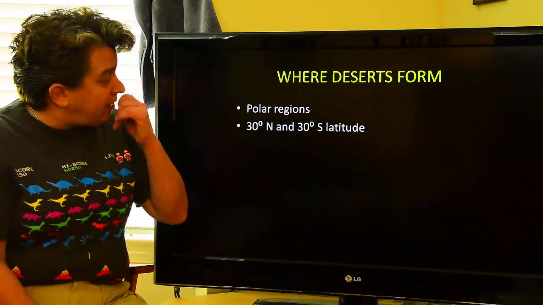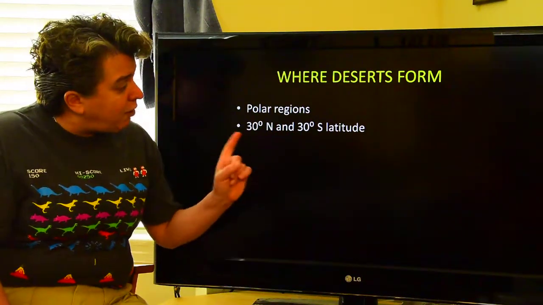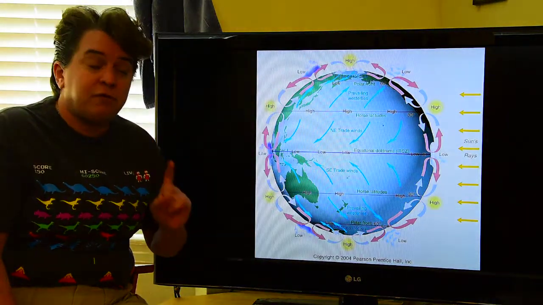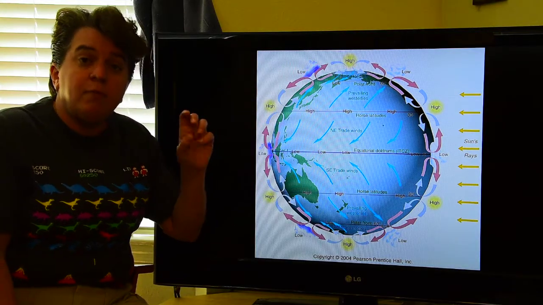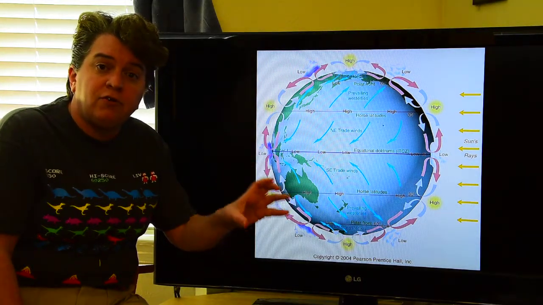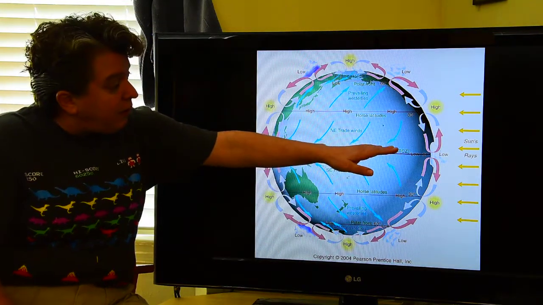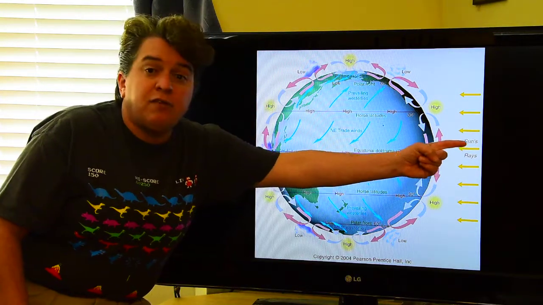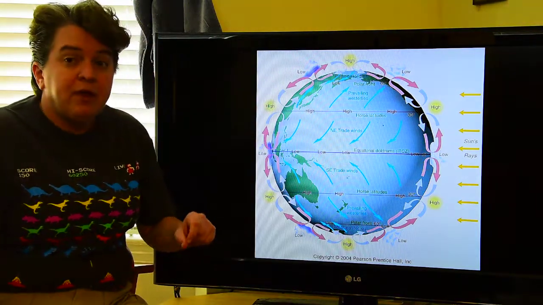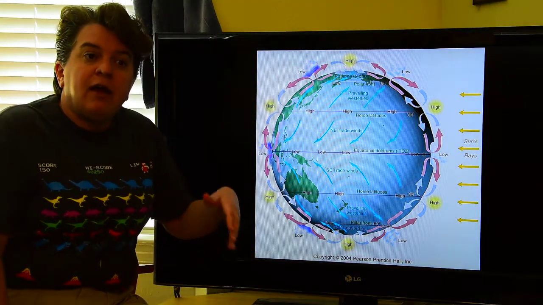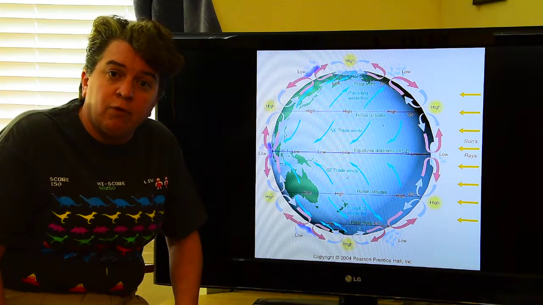Now, we also get deserts at 30 north and 30 south latitude. This goes back to the way the atmosphere circulates. So here at the equator is where most of the sun's energy arrives. And so the air gets nice and hot at the equator. And that air then rises at the equator, right? That's what this is trying to show, air rising at the equator. Well, as air rises, it cools and it drops its precipitation, right? It drops whatever water's in it.